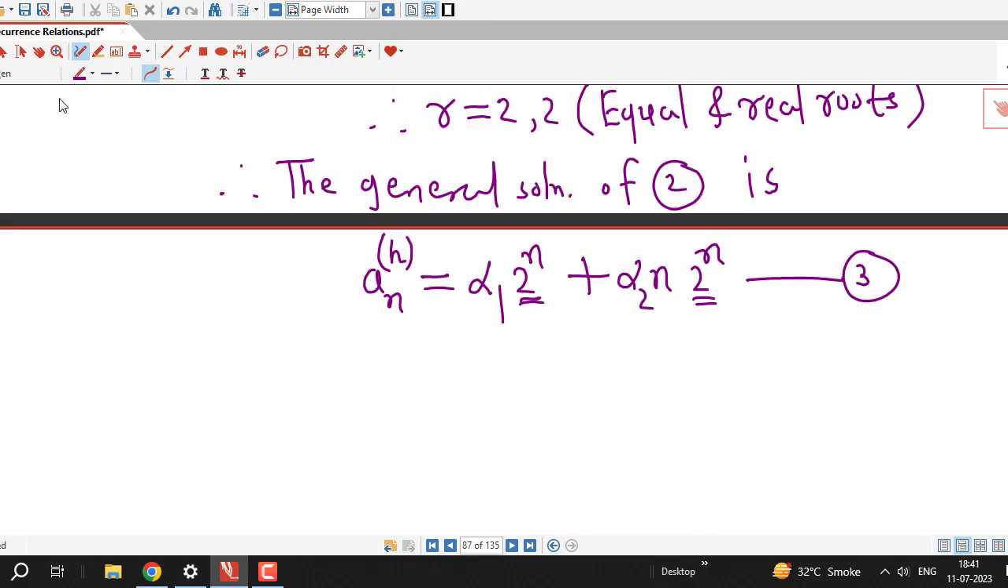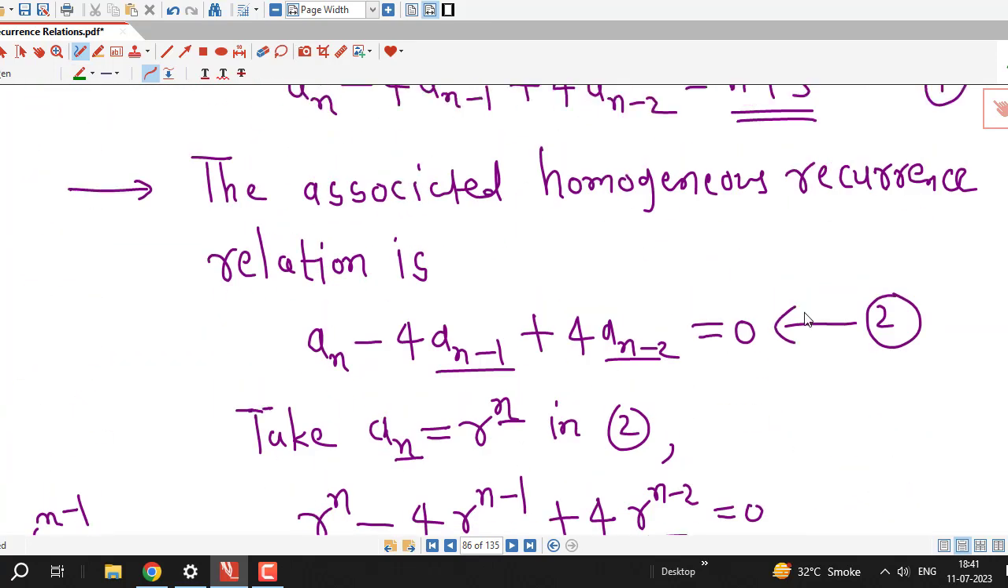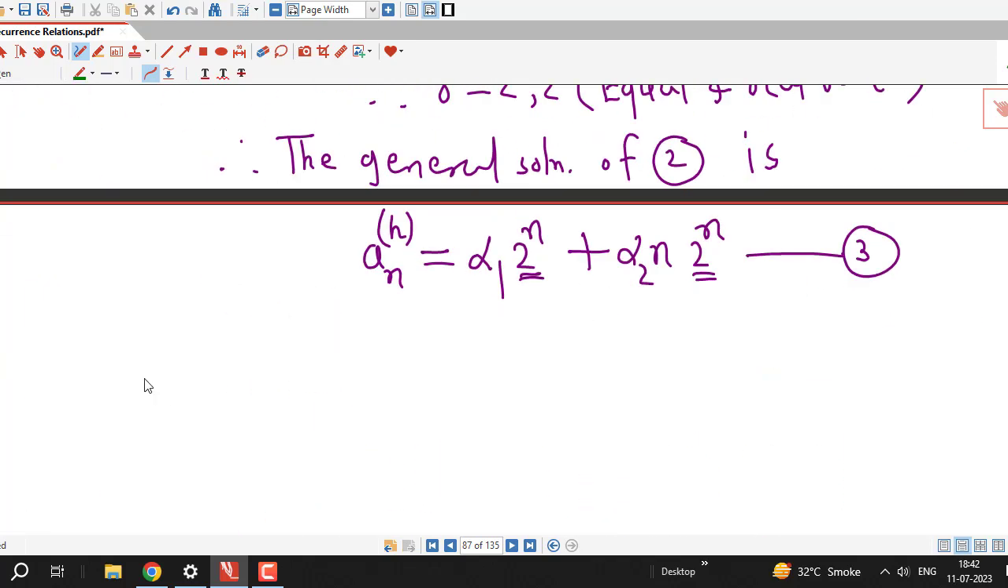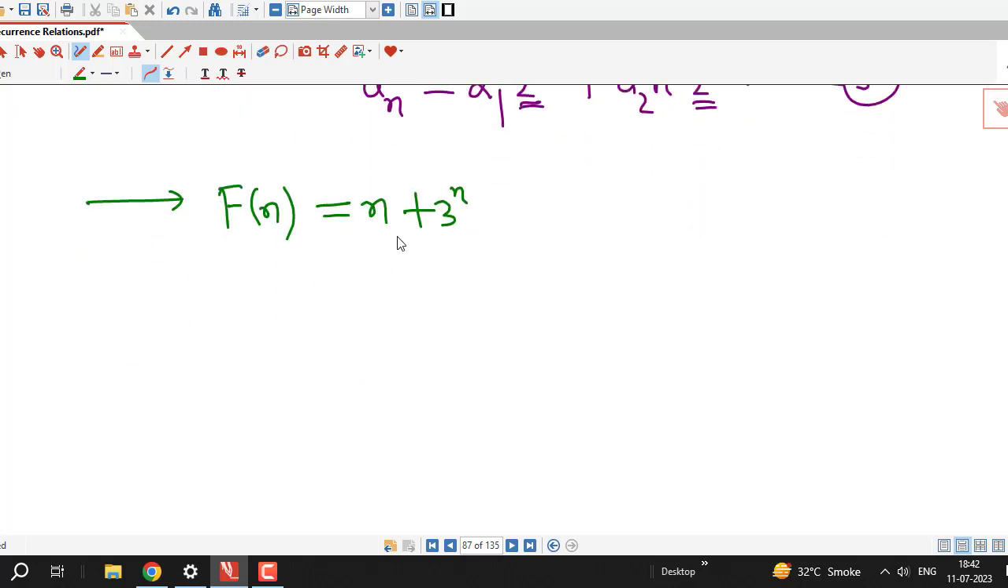Now we have to find the particular solution of the non-homogeneous recurrence relation, which we have denoted by 1. So first we have to assume the form of the particular solution, and that form we will decide using this function. This function is denoted by f of n, which is n plus 3 raised to n. Whenever we have two functions in addition, we will decide the choice corresponding to each of the two functions, and then we will add those two choices.